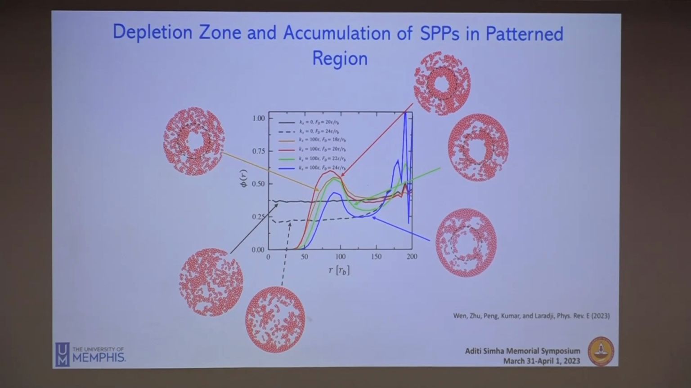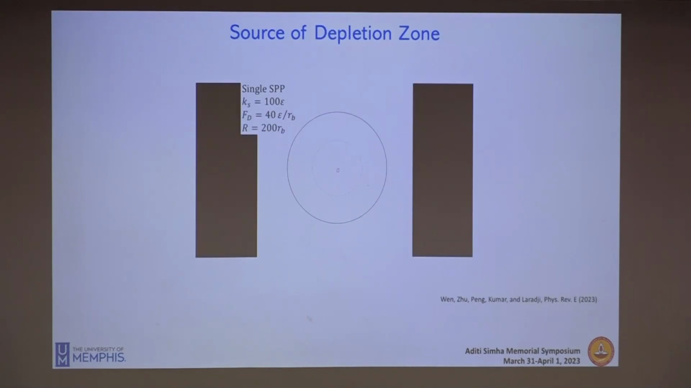Now this just shows the density profile, the distribution of the particles radially from the center of the system. And so there is this depletion zone that I will talk about. Then there is a region where there is a high amount of particles right before the boundary or edge of the patterned region. Then there is a reduction. Of course, again, you have the accumulation near the outer wall of the system.